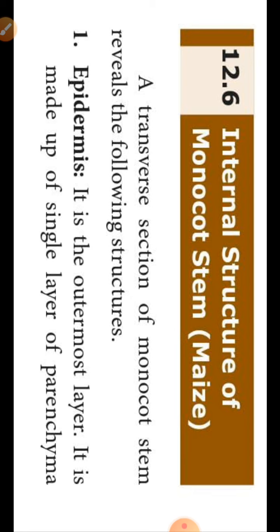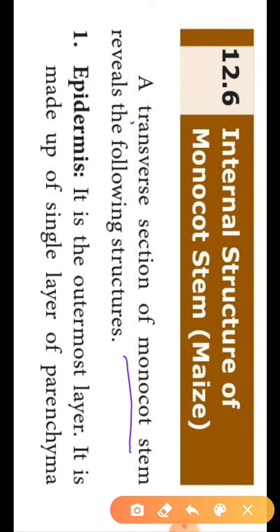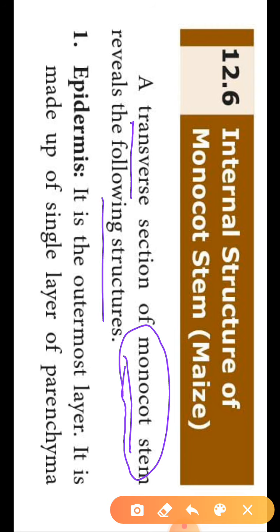Transverse, write the meaning: cross section. A cross section of monocot stem shows the following structures, namely five structures: epidermis, hypodermis, ground tissue, vascular bundle, and pith. First one is epidermis. It is the outermost layer.